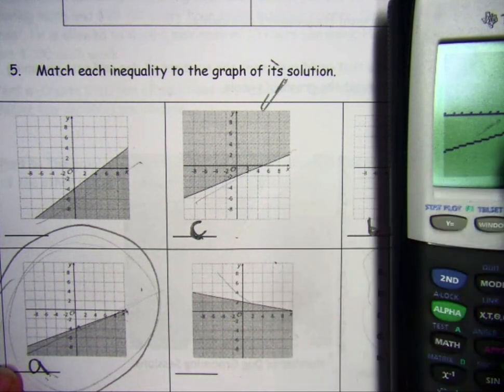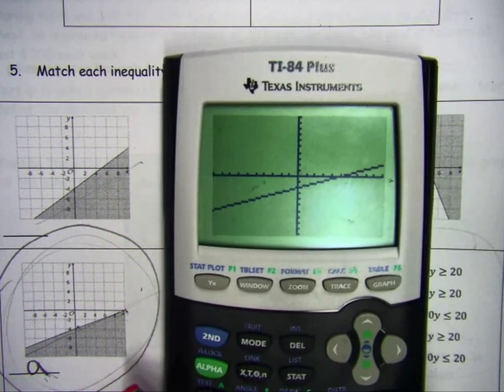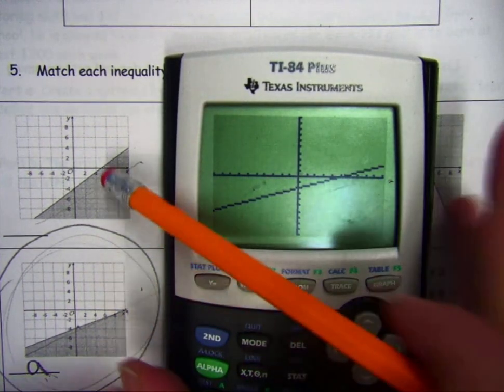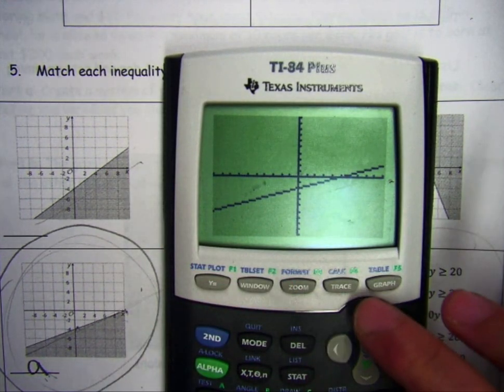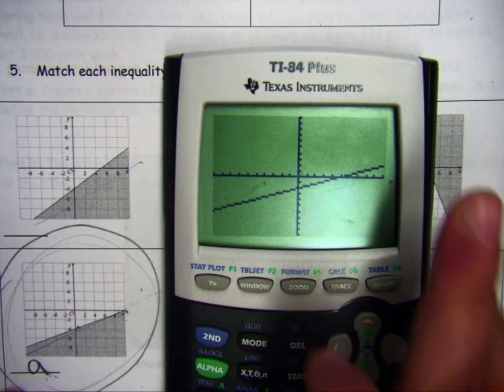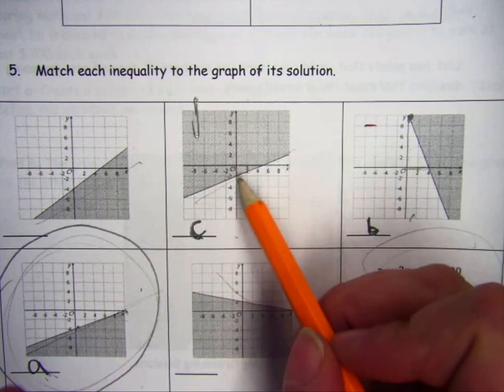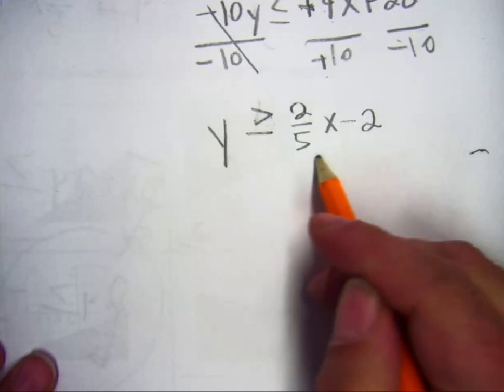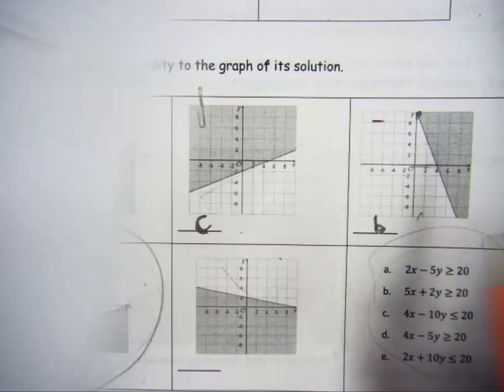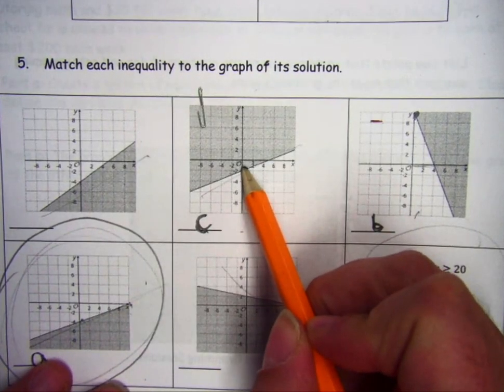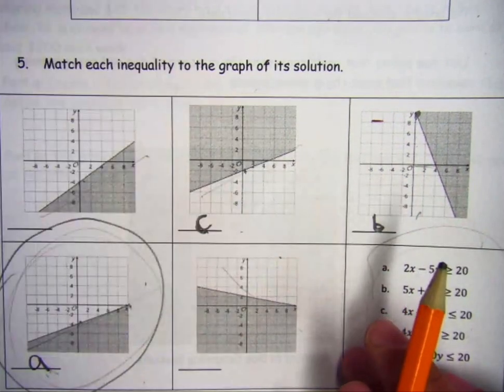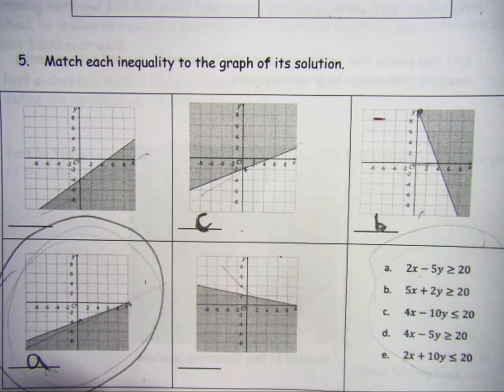Okay, so we can see it's still hard to tell. So I might want to go, okay, first I could just see right here. When x is 0, y equals negative 2. Over here, it's negative 4. Okay, so without even using the graph.